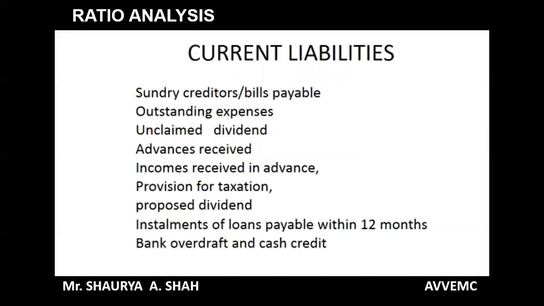Then you have bank overdraft and cash credit, right? So all this, students, you need to remember in current liabilities and current assets. I hope it is clear. Current liabilities, it is clear. So your current ratio is automatically clear. Current assets upon current liabilities into 100 gives you your current ratio. If not 100, then it will give you 2 is to 1 or 1 is to 2, whatever the case is.